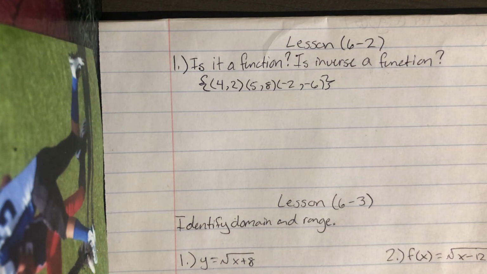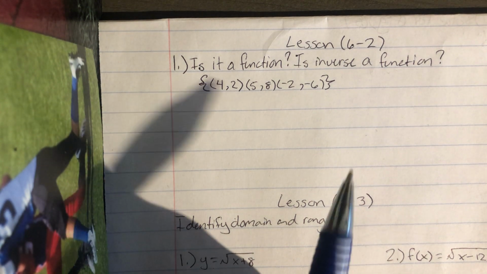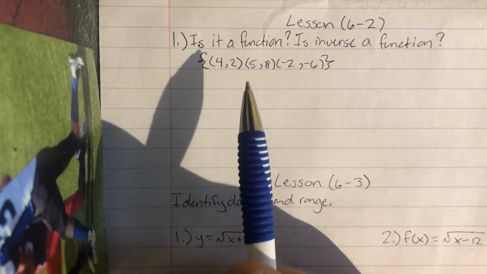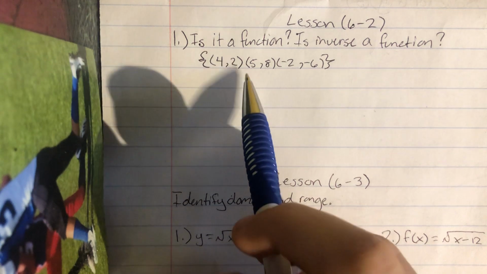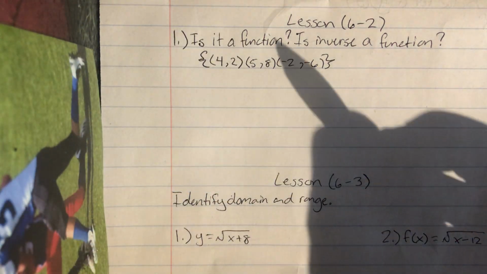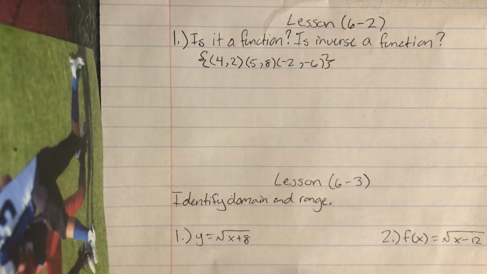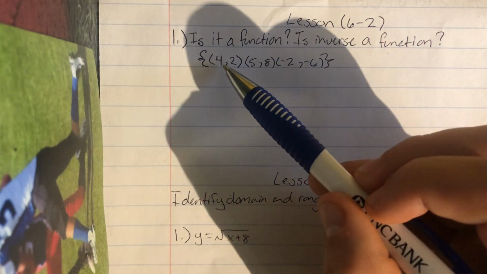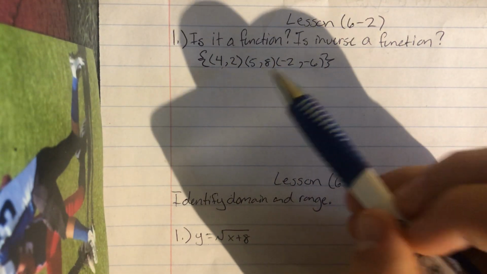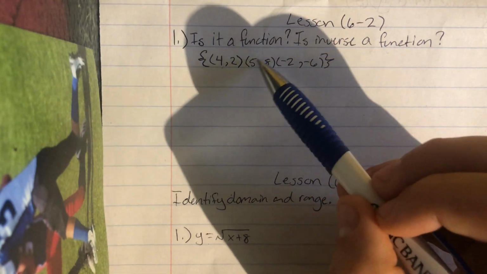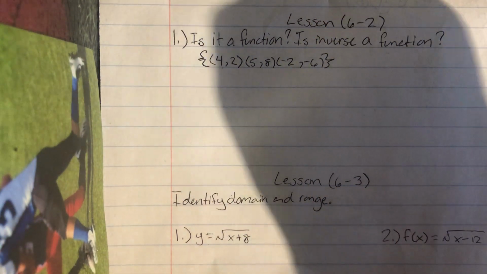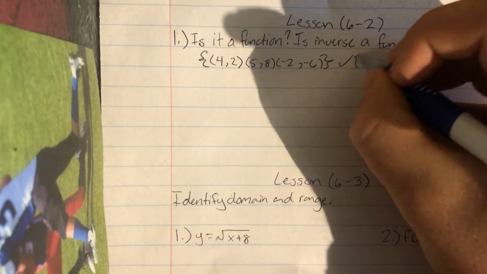Now we're going to do lesson 6.2. This is about inverses of functions. So for this first one, it says, is this right here a function, and is the inverse a function? Well, let's figure this out first. If it's a function, it means every x value goes to a different y value. Now, is that correct here? 4 goes to 2, 5 goes to 8, negative 2 goes to negative 6. Each x value goes to a different y value. So yes, this is a function.